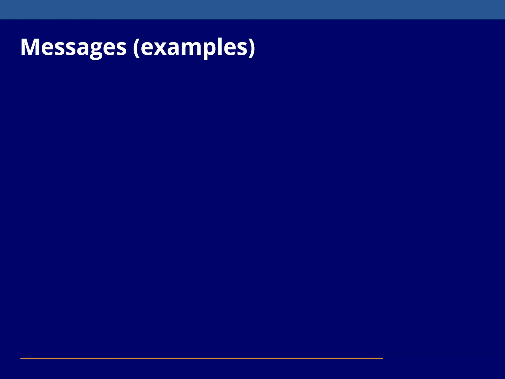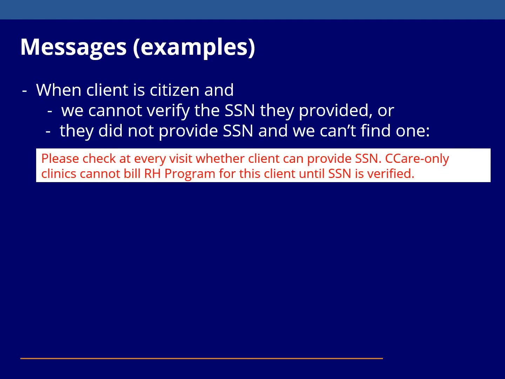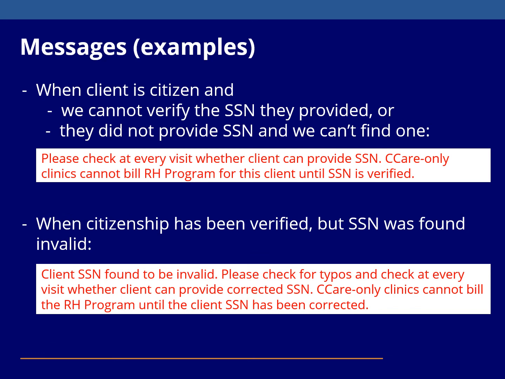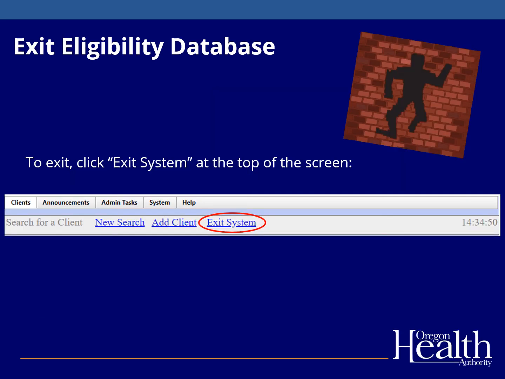There are other messages you may see on clients' information screens. Many of them indicate that C-Care-only clinics can no longer bill for the client because we're missing information we need to verify citizenship. For example, when a client is a U.S. citizen and we were unable to verify or find their Social Security number, you'll see this message. Or when a client's citizenship has been verified, but the Social Security number they provided came back invalid, you'll see this message. When you see these types of messages, there are actions you should take, such as contacting the client for their Social Security number. Otherwise, you will not be able to bill for this client. Finally, when you are ready to exit the eligibility database, just click Exit System at the top of the screen.